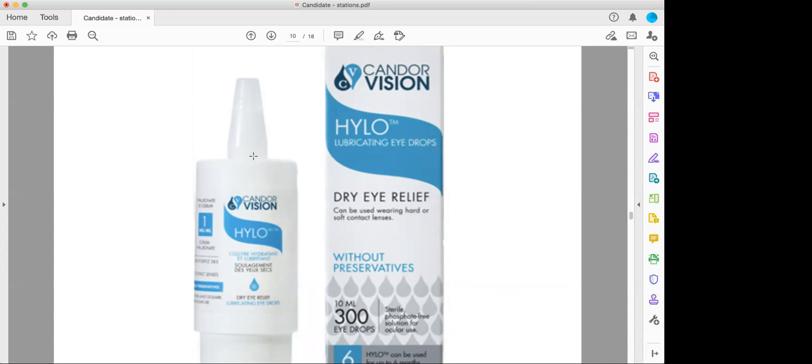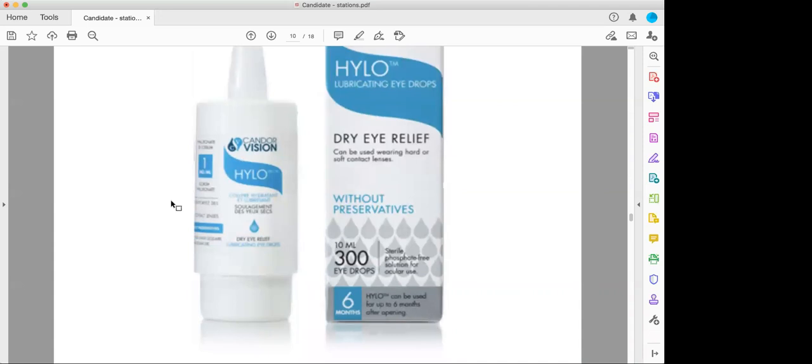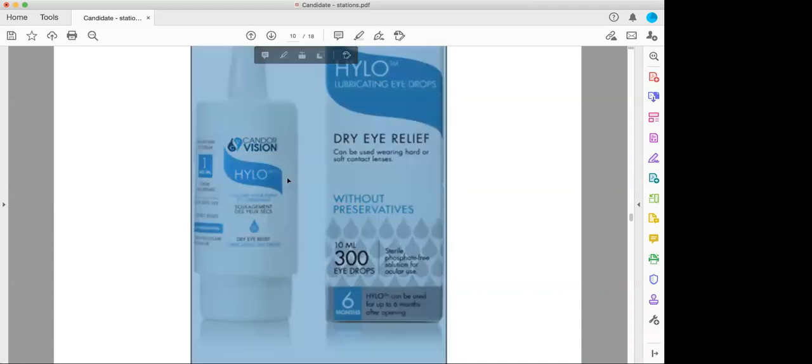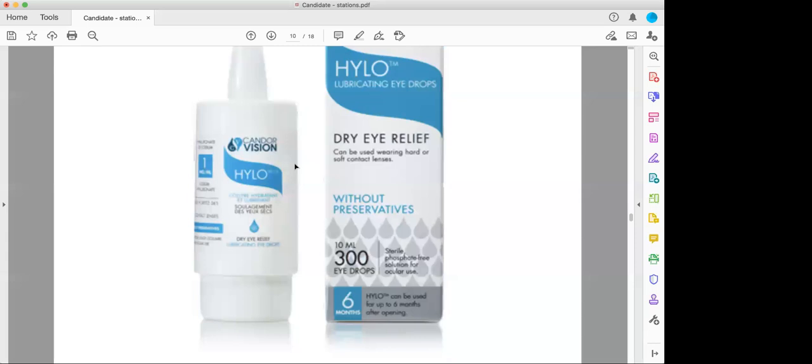No, give it a trial. Give her a trial with Hilo first, for 1 week or something, and see how things go. If everything goes well, then okay, that's it. She can continue with Hilo. Hilo is very safe, very effective. It's compatible with contact lenses. No need to take off the contact lens and apply the drops. And it's long acting as well.